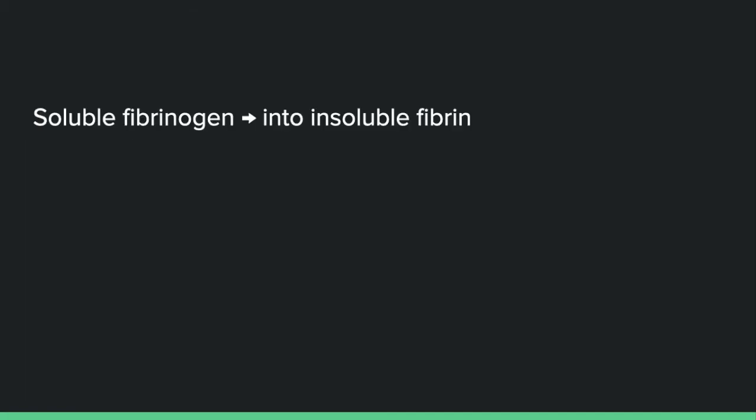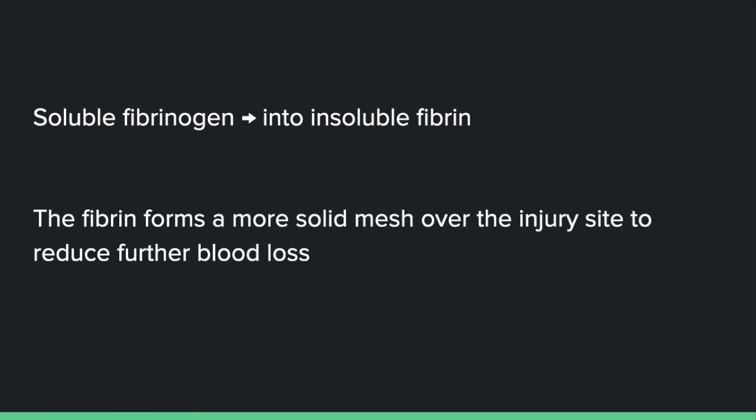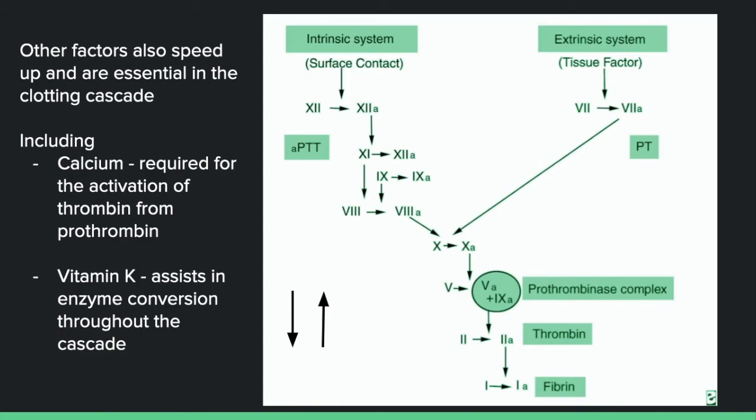This thrombin then converts the soluble fibrinogen into insoluble fibrin, which forms a mesh over the injury to reduce further blood loss. It is important to note that there are other factors that are essential to the cascade, such as the presence of vitamin K and calcium.